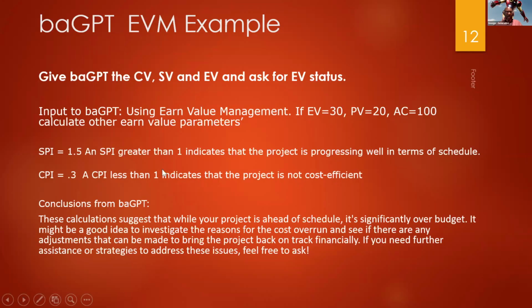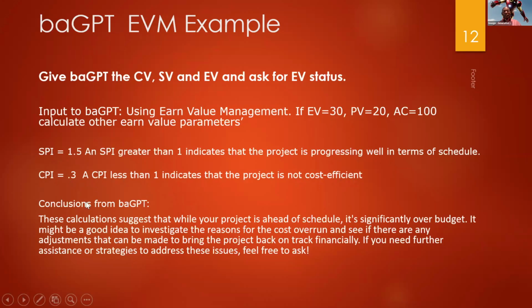So basically, the output for this said, and I'm not showing you numbers here, it calculated that my schedule performance index was 1.5. So it's greater than one, which indicates that my project is progressing well in terms of schedule. But my cost performance index was 0.3. So a CPI less than one indicates that the project is not cost efficient.